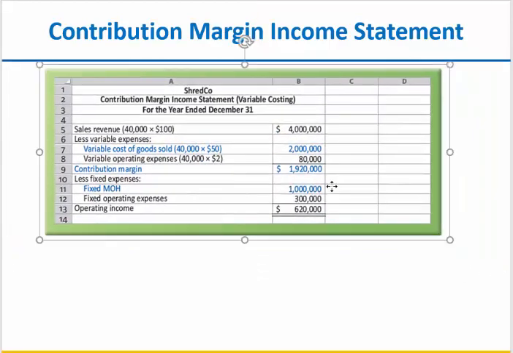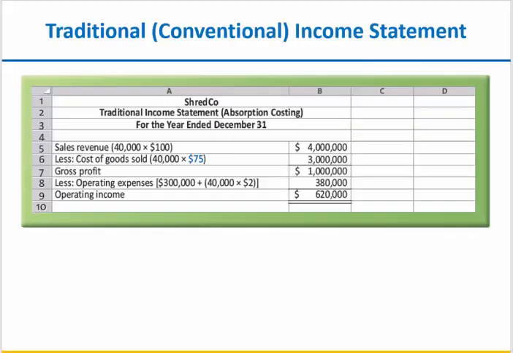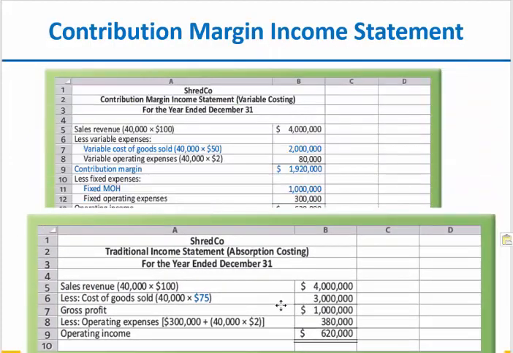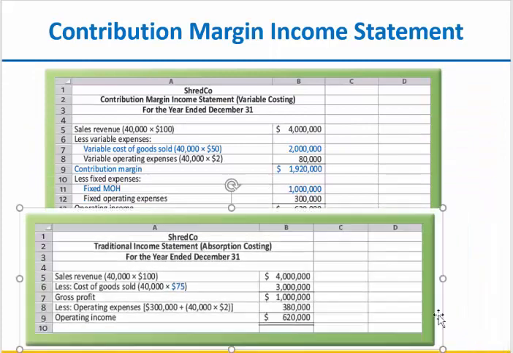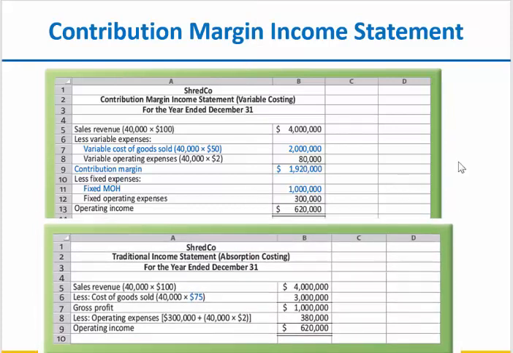So let me put these two tables together to give you a very good idea in terms of comparison. Let me copy this absorption costing and put that down next to this, which we call variable costing. If you compare these two methods closely, you can see that in terms of operating income, there seems to be no major difference, right? But the entire structure can be so different. So the first one is called variable costing. Next one is called absorption costing.